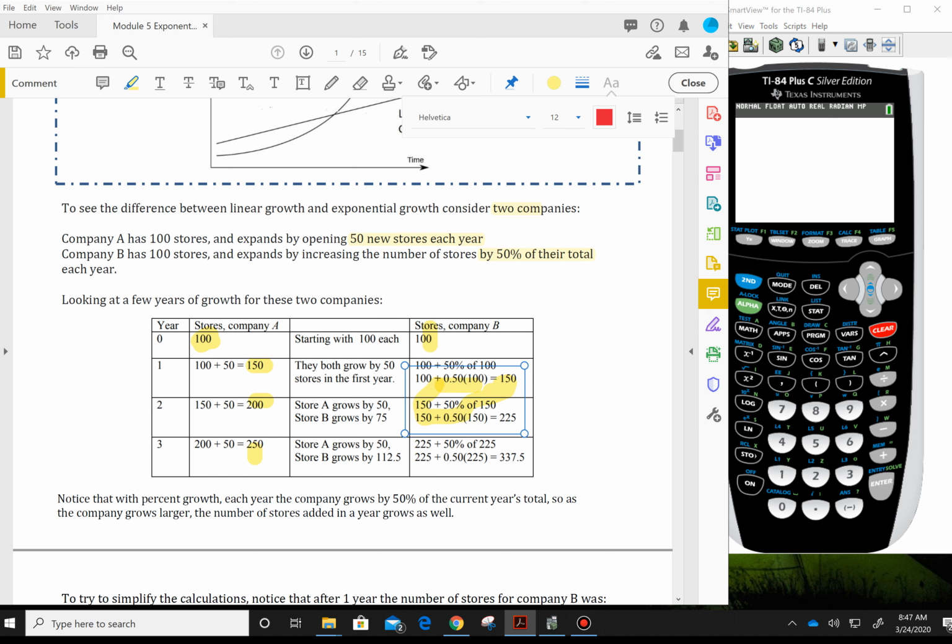After the second year, they grow by another 50%. And the 50% of the 150 that was there now gives them 225 stores. After the third year, they grow by another 50% of that 225, which gives them 337.5 stores. So notice that with percent growth, each year the company grows by 50% of the current total, so that as the company grows larger, the number of stores added grows as well.